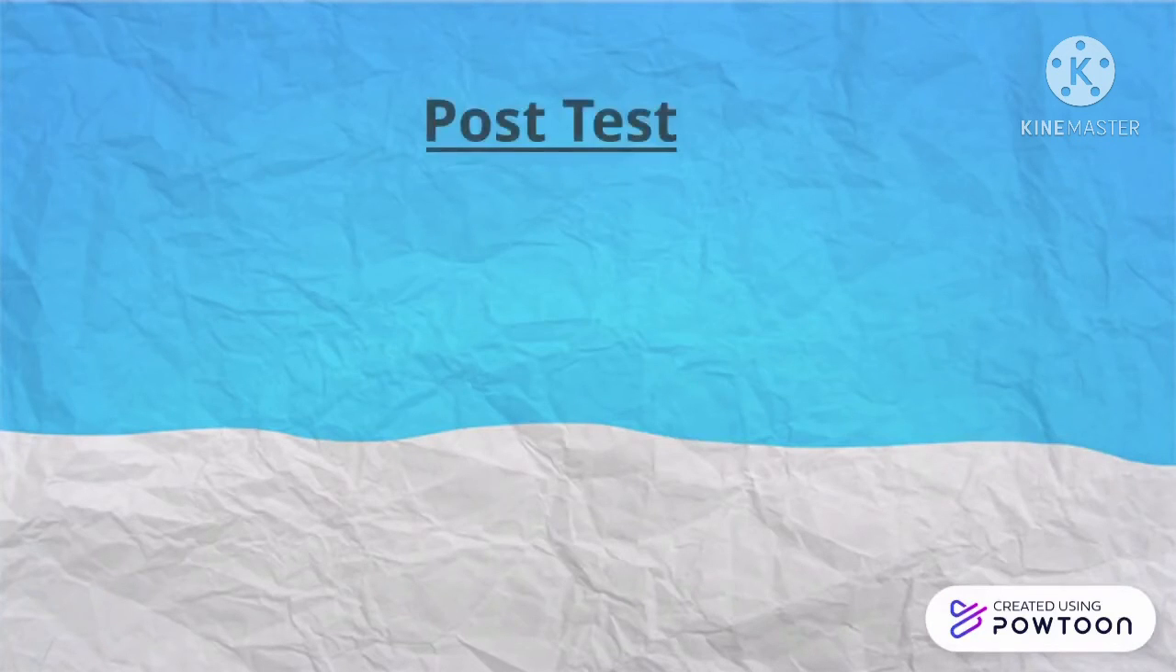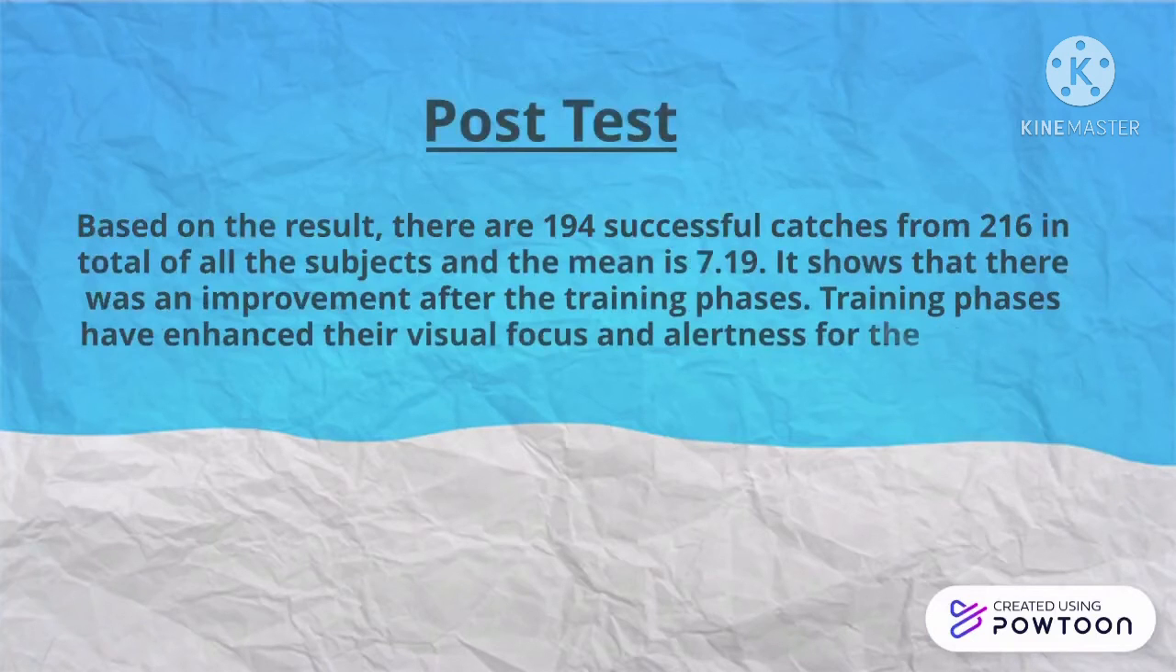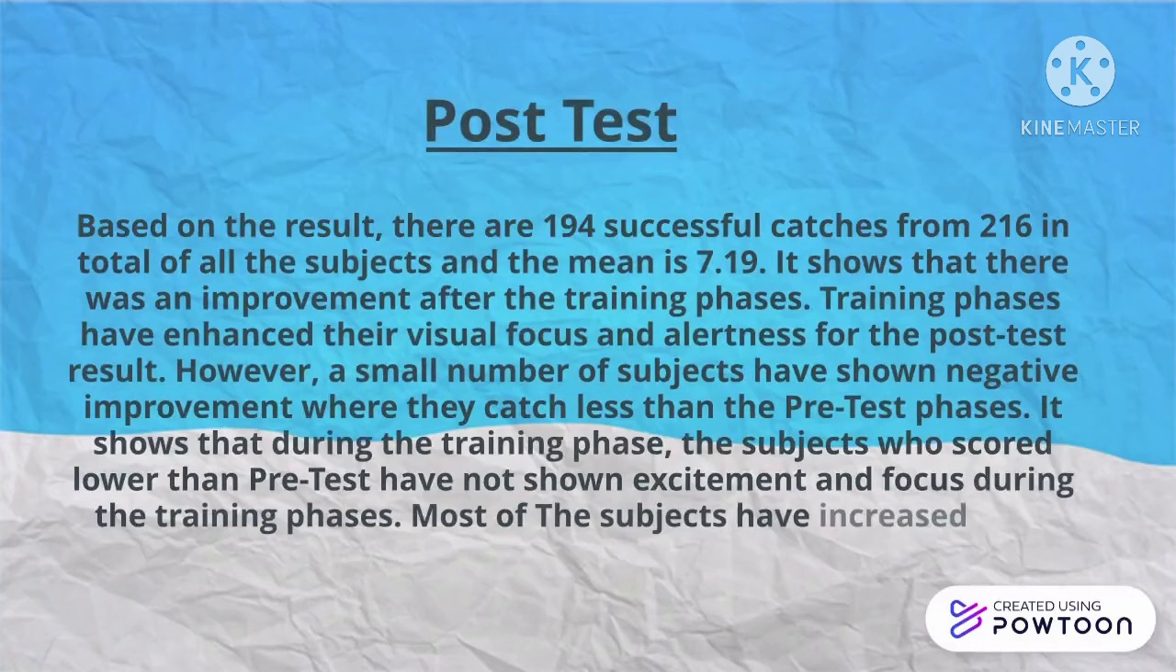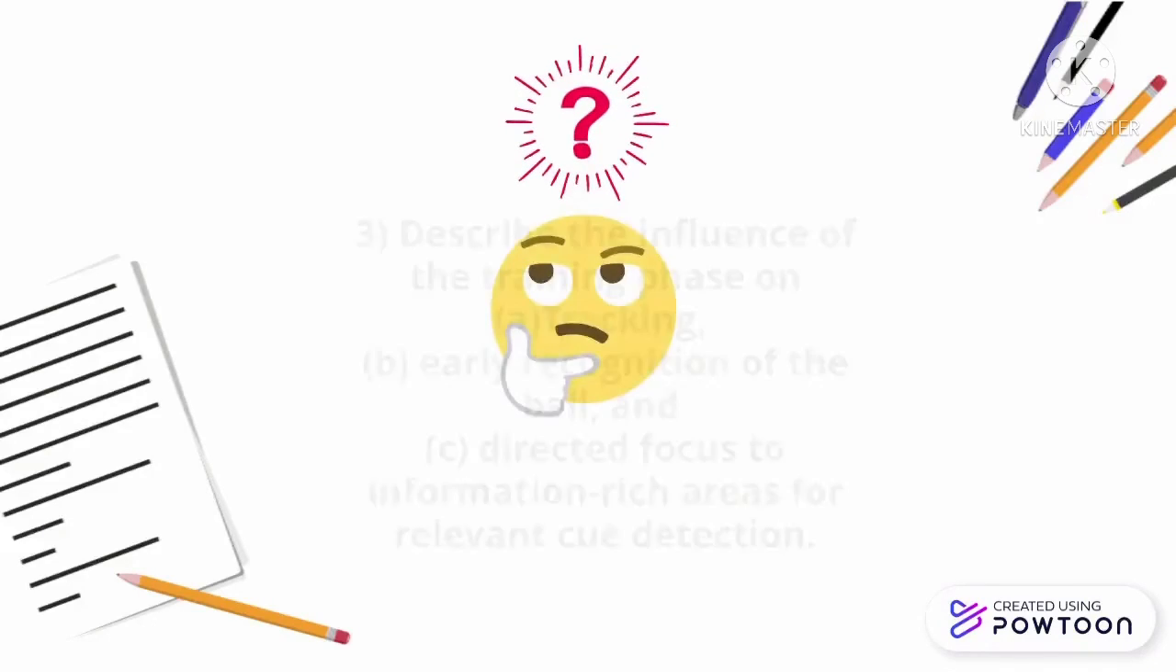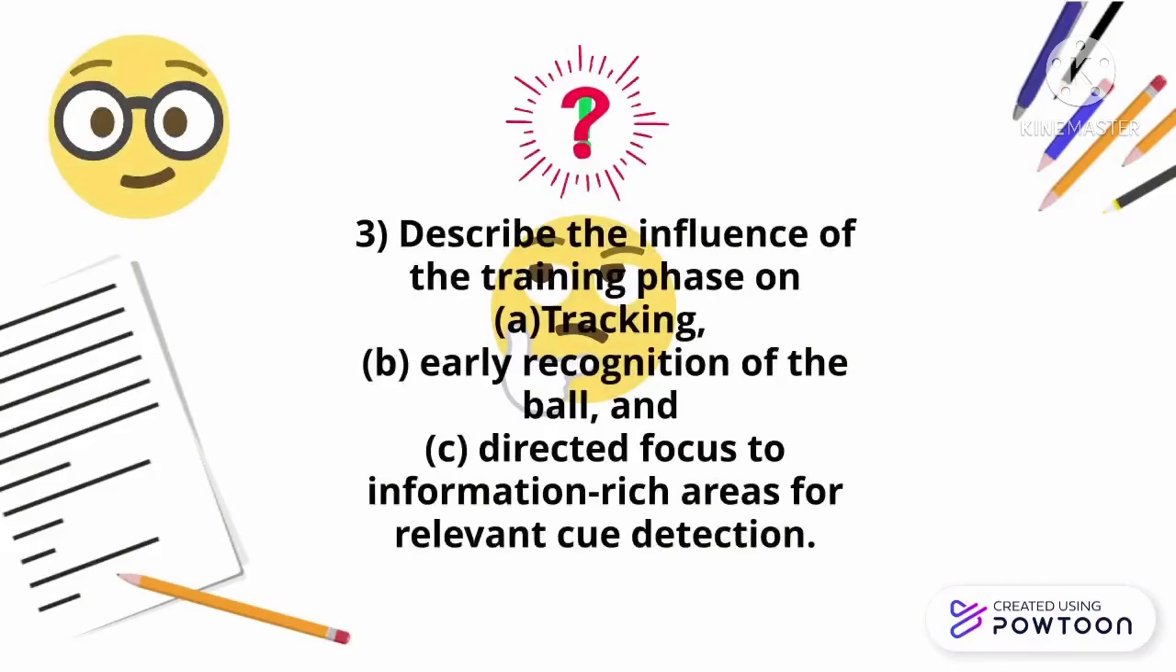At the end of this experiment, we can see that there are some habitual changes among the participants. The third question is, describe the influence of the training phase on tracking, early recognition of the ball, and directed focus to information-rich areas for relevant cue detection.